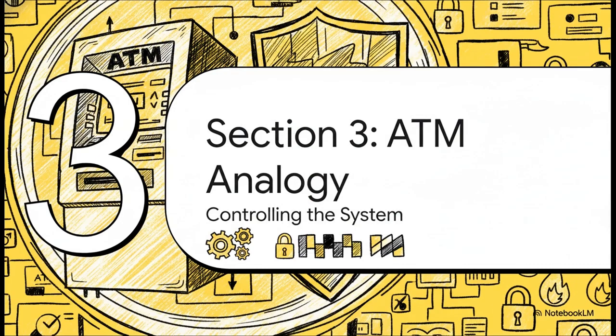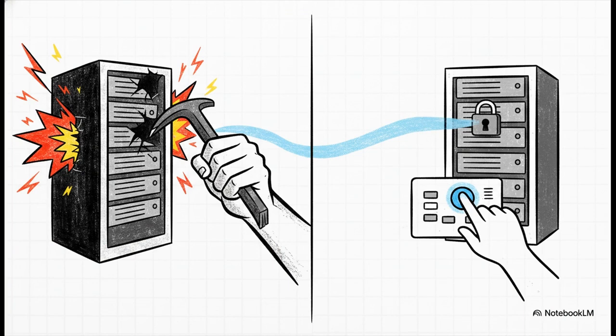All right, Section 3, the ATM analogy, controlling the system. We've talked about a personal bag, but let's scale this up to a massive operation. Think about when you walk up to an ATM. You're interacting with your bank, sure, but you cannot directly see or alter the bank's central database. I mean, imagine if you could. If any random customer could just open up the bank's main spreadsheet and type in a new balance, the entire global financial system would literally collapse in seconds.